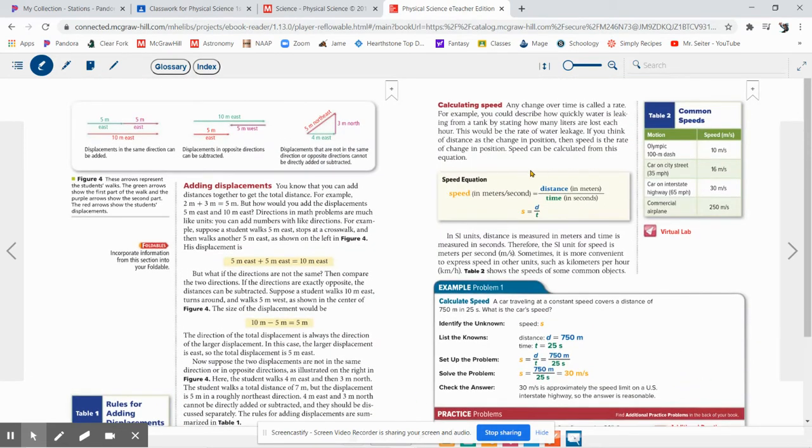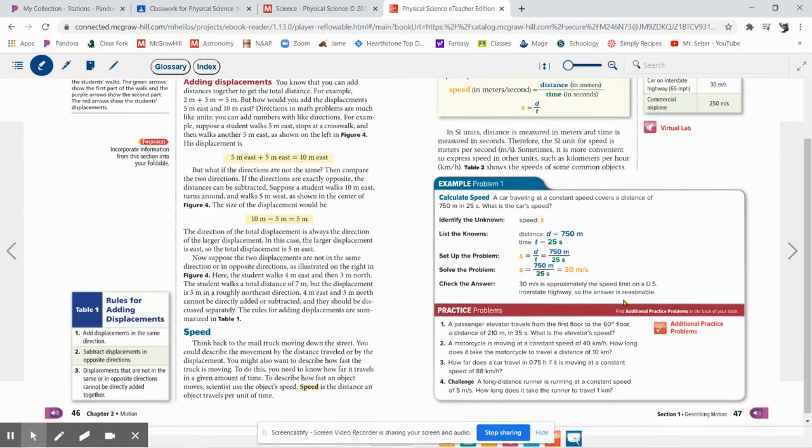This is how we calculate speed. Don't worry, we're going to have a worksheet coming up on this, and it'll make it a little bit easier. So speed in meters per second is the distance in meters and the time in seconds. I'm going to give you a cheat sheet that has all this written down on it for your problems coming up.